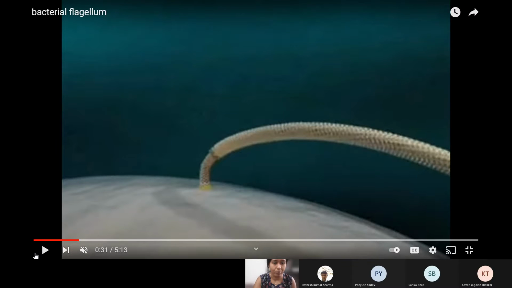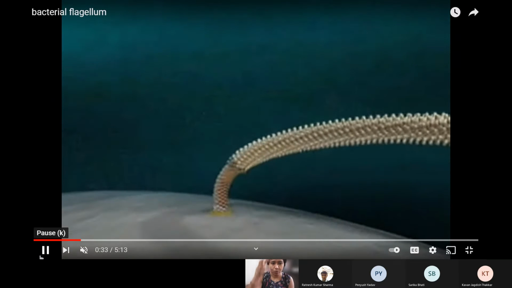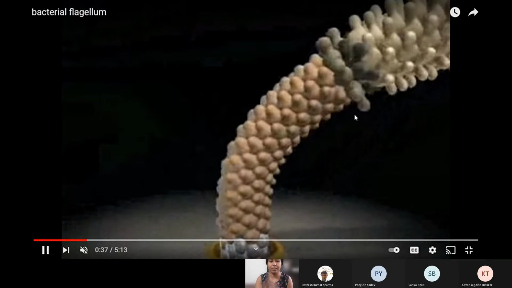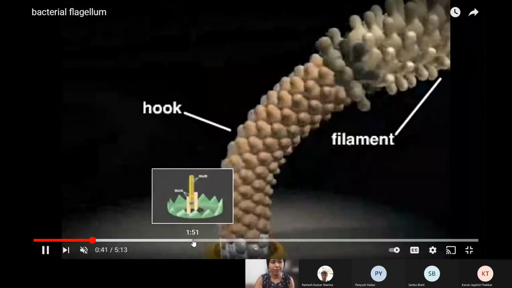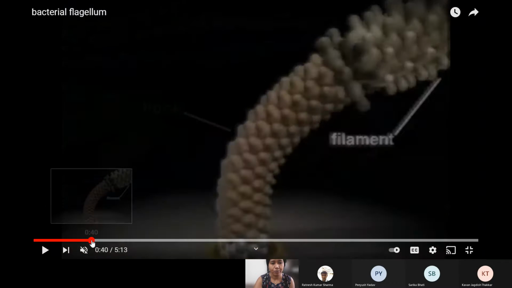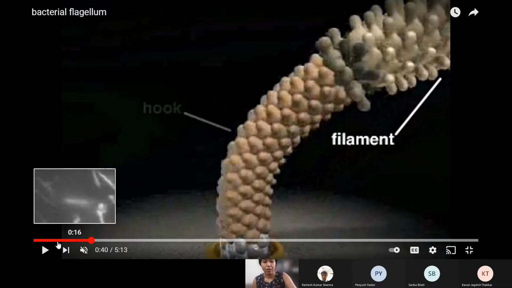So play this. So this is the flagella, okay? And now they are going to zoom into the inside of the bacteria. Now you can see the flagella is actually rotating. So for the flagella, there are some parts of the flagella, and they are now trying to depict to you the parts of the flagella.